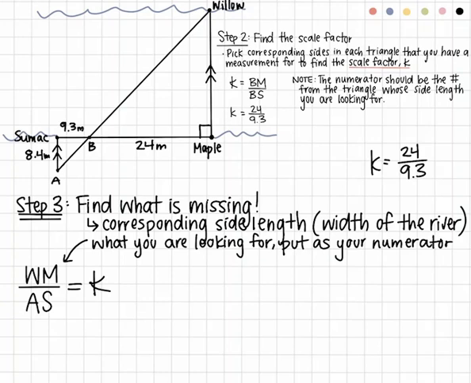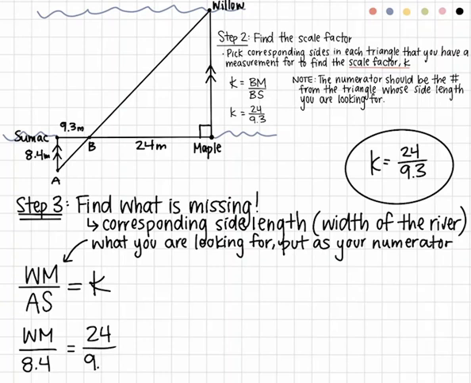The reason I'm able to set it to K is because in step 2, we already found what K is. So now, let's substitute that in and solve. So I have WM over AS. Let's substitute everything in. So AS is 8.4 equals 24 over 9.3. So the reason that we wrote it this way with K on the right side of the equal sign is because we're trying to solve for WM over here, right? And so we want to keep that on the left side of the equal sign just for organization's sake.